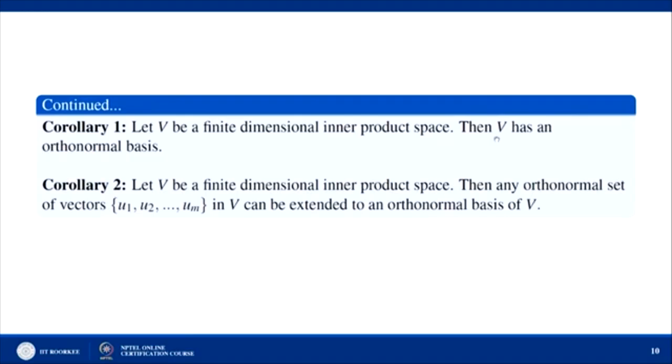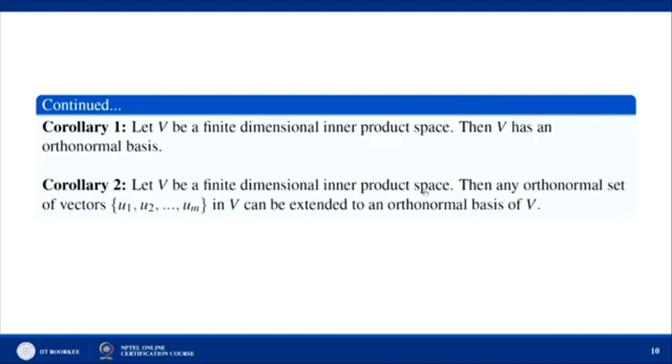You see, if we have a finite dimensional vector space, it will have a finite basis. Say it is u1, u2 up to un, if it is an n dimensional vector space. And using the Gram-Schmidt process, we can always find an equivalent orthonormal set of vectors. So, that means there exists an orthonormal basis of a finite dimensional inner product space.